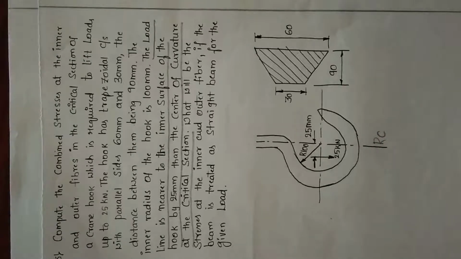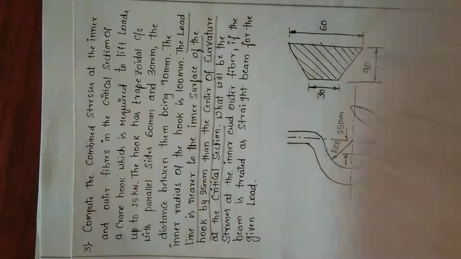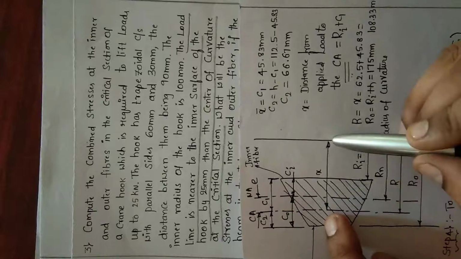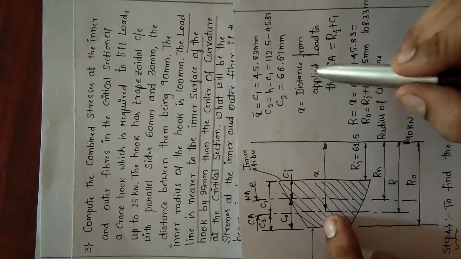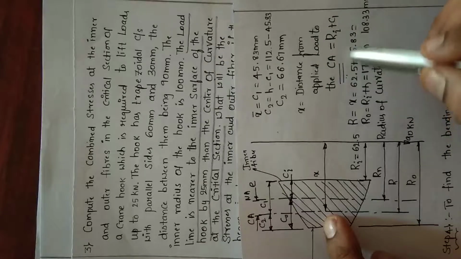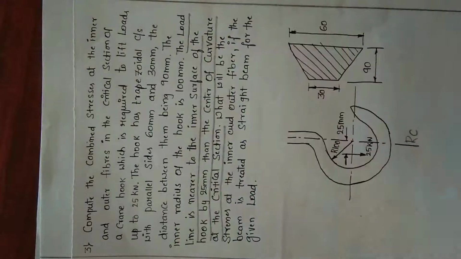So what do we need to identify here? I explained in the last lecture, and once again I will recall it. In the last problem, x is the distance from the applied load to the centroidal axis. Now I will draw all the notations so that you get clarity.